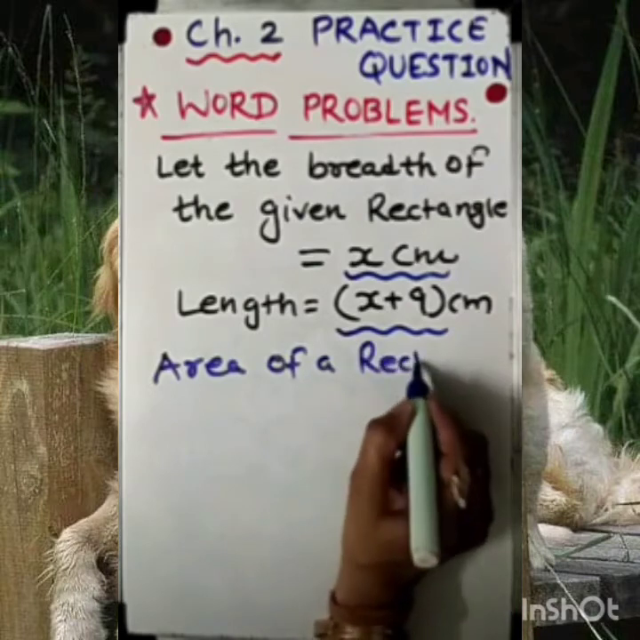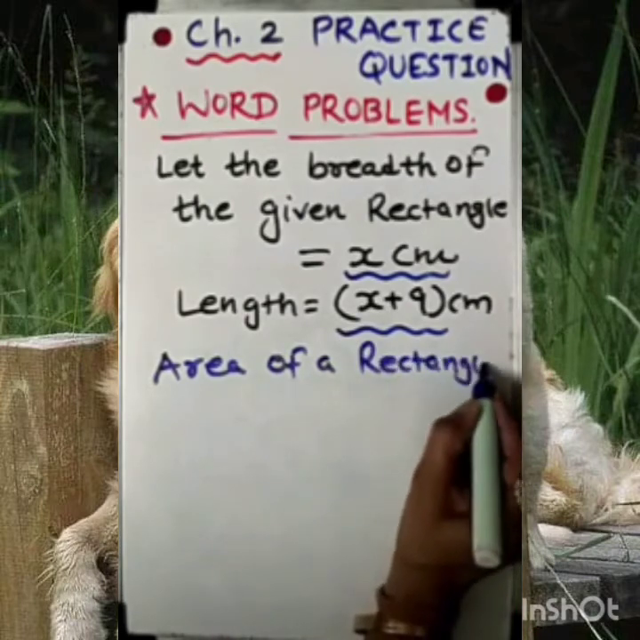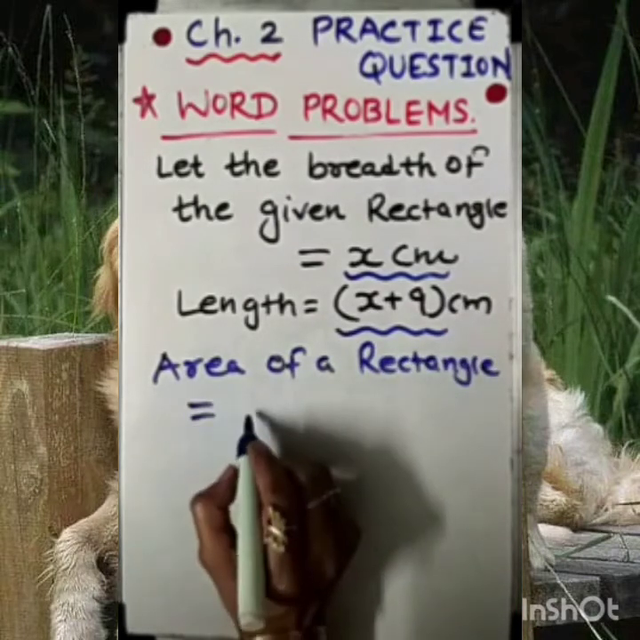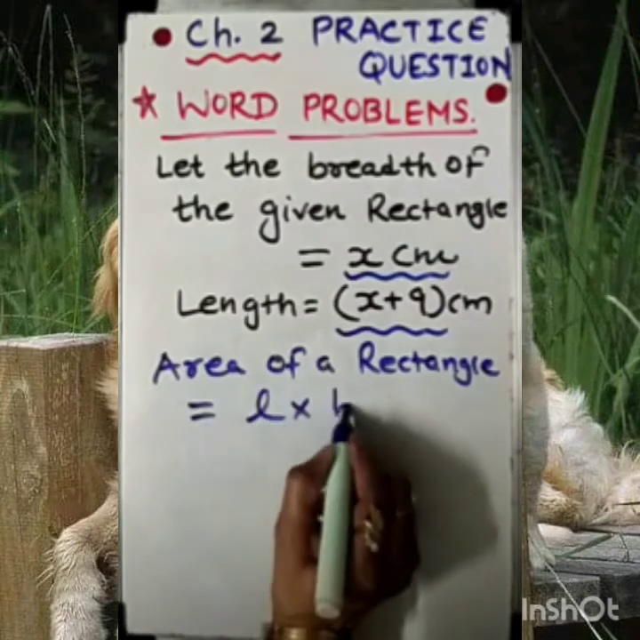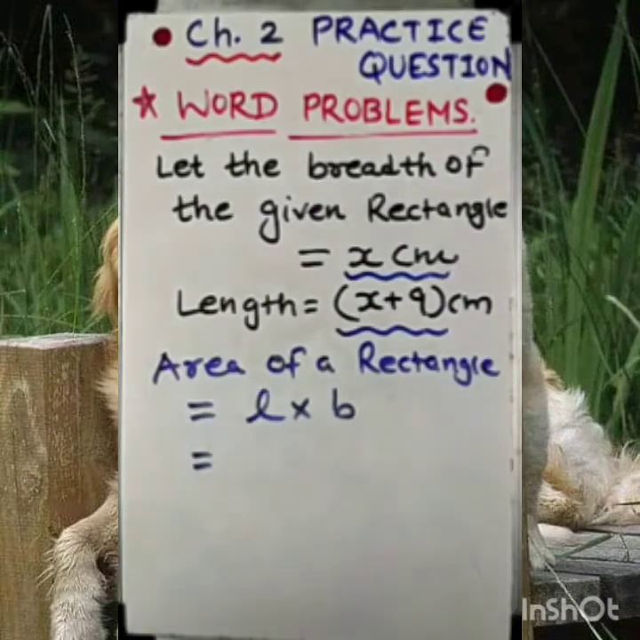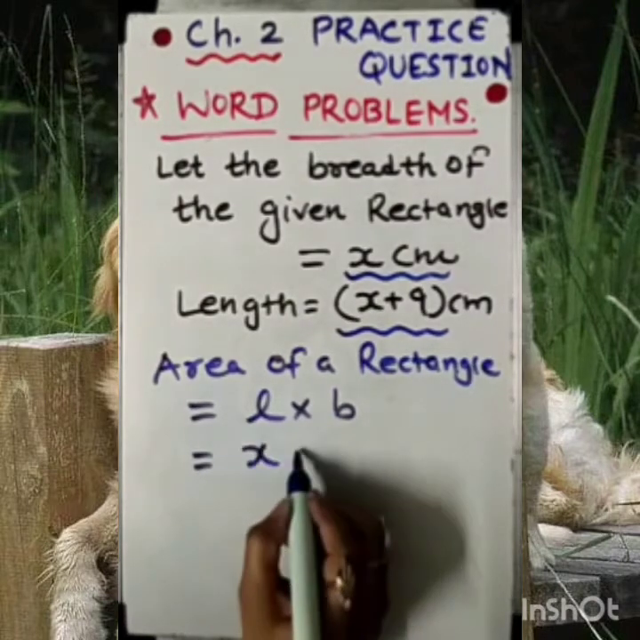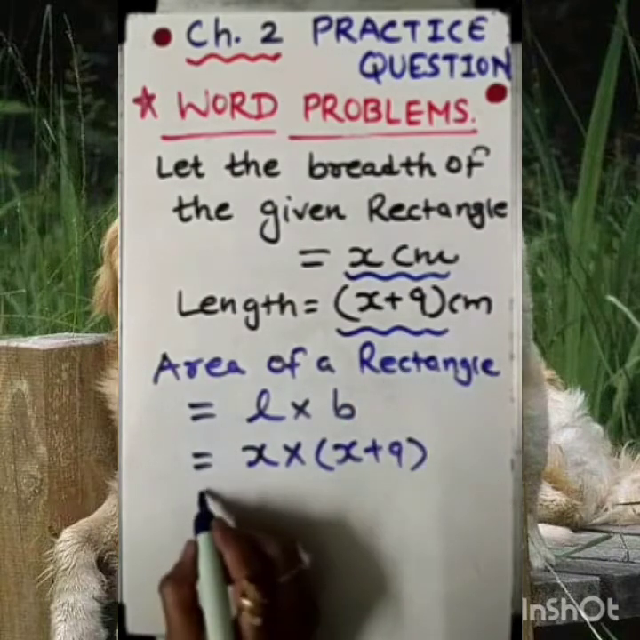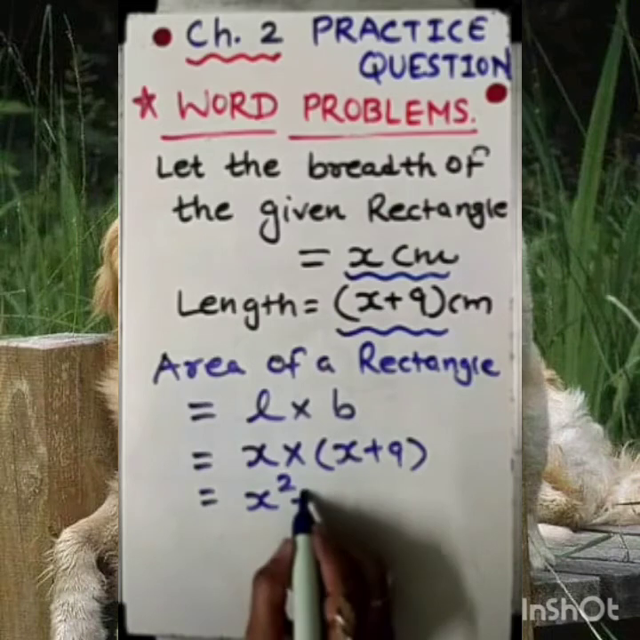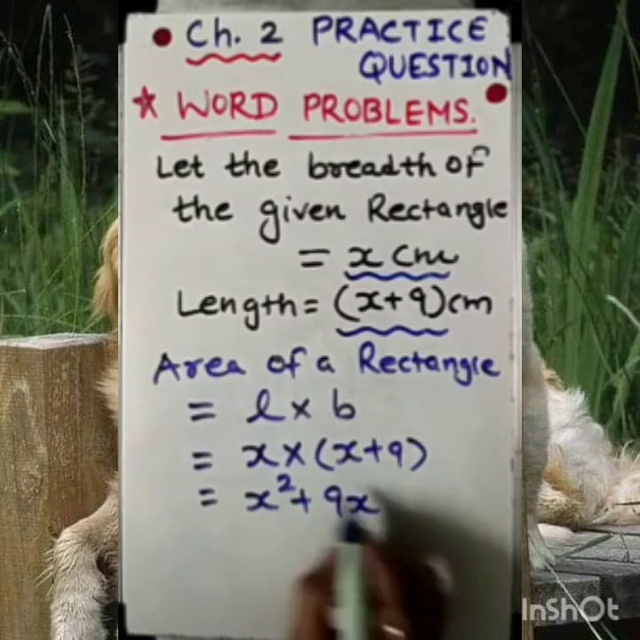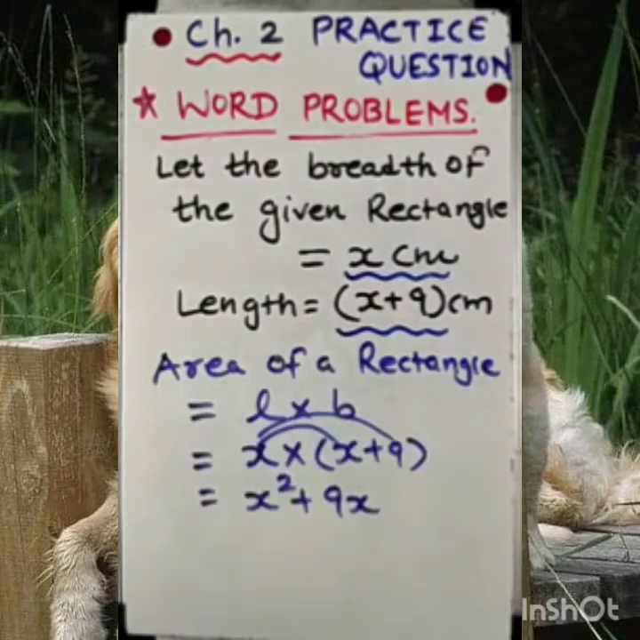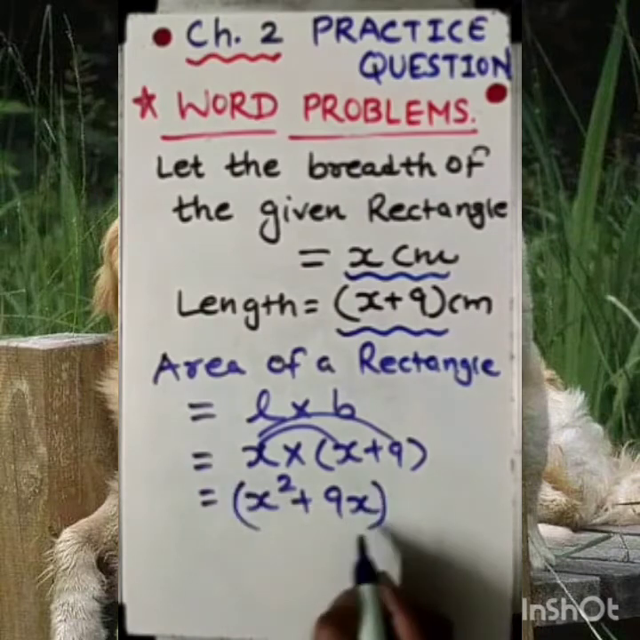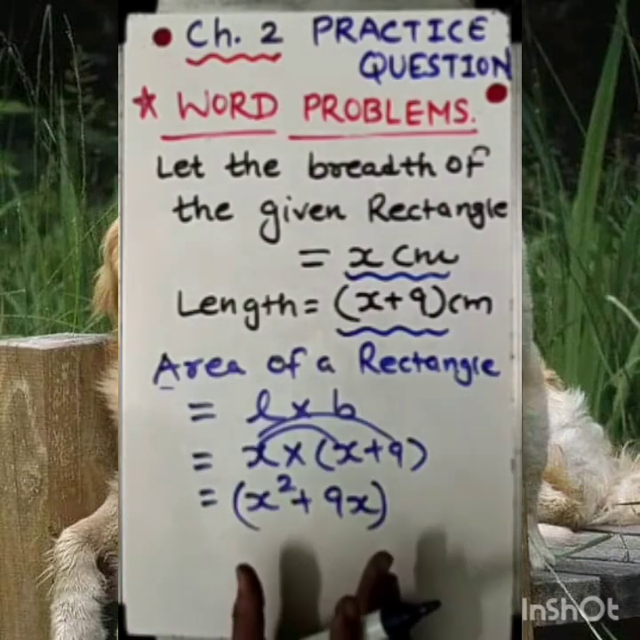Area of a rectangle is equal to length into breadth. So let's substitute the value. The length is x centimeter and breadth is x plus 9. If we multiply, we will have x square plus 9x. That will be the area of the rectangle.